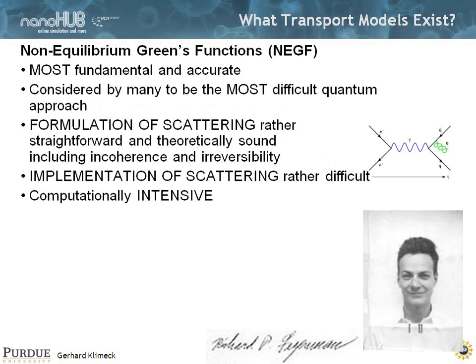The non-equilibrium Green function approach is probably the most fundamental and accurate one, but it's also by many considered the most difficult one to understand and to approach. What's beautiful about it is that scattering is built into this approach very fundamentally. It's not an ad hoc way of patching in scattering, but it's theoretically straightforward to include incoherence and irreversibility. The implementation of this algorithm is rather difficult and time-consuming to compute, and also not simple to implement.